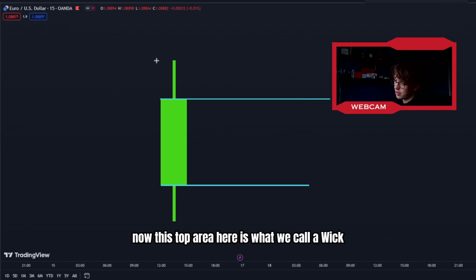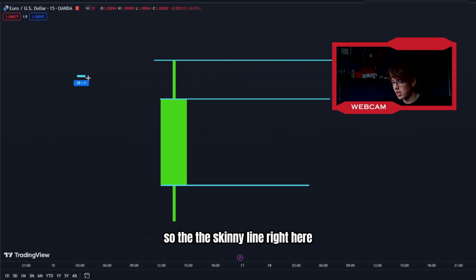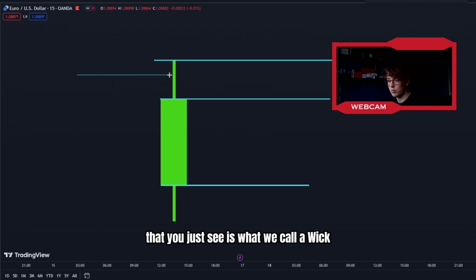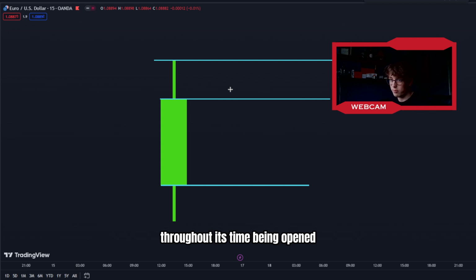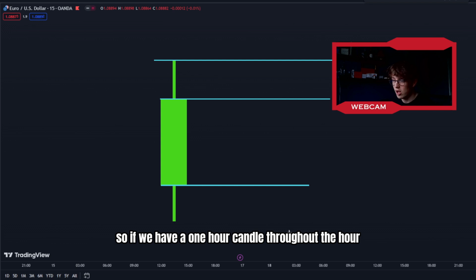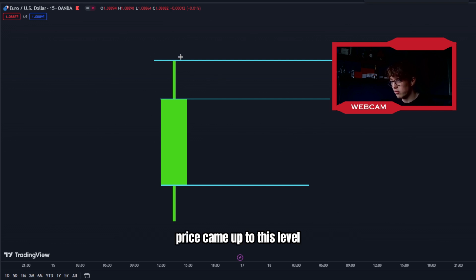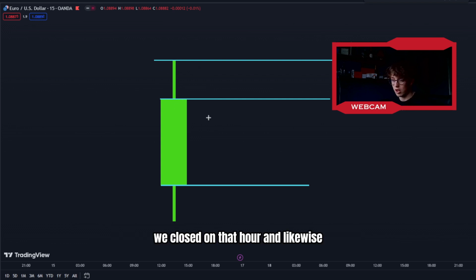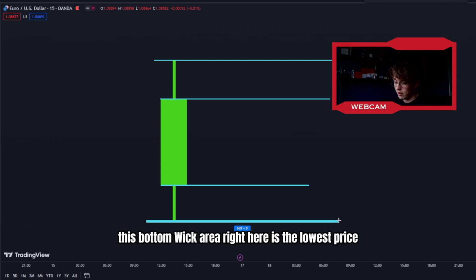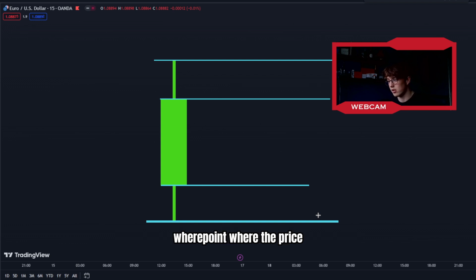Now, this top area here is what we call a wick. So the skinny line right here that you just see is what we call a wick. Now, the top of that wick is the highest price that the candle reached throughout its time being open. So if we have a 1-hour candle, throughout the hour, price came up to this level, but has since come back down to this area right here before we closed on that hour.